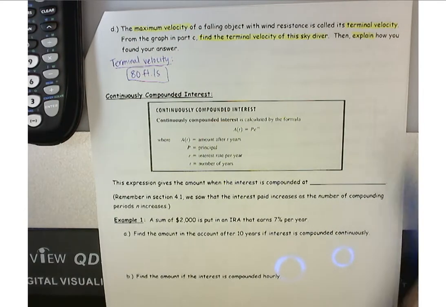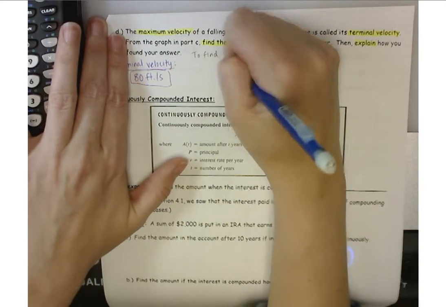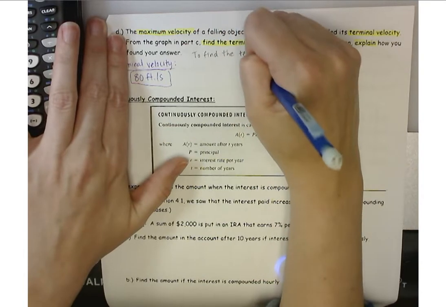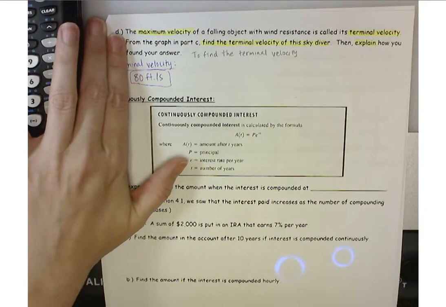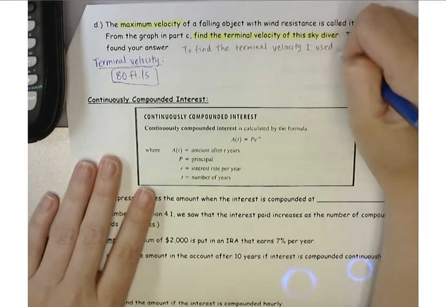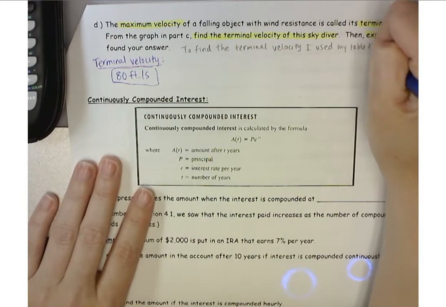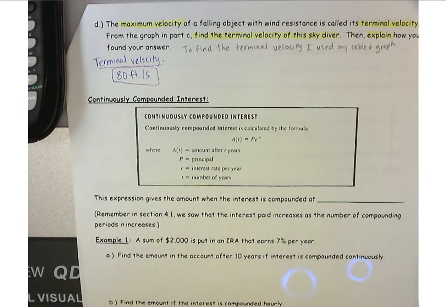All right, well, how did I find it? To find the terminal velocity, what did I use? I used my table, right? So to find the terminal velocity, I used, I'm going to say, my table and graph. And what value was I looking at? Your y values, right? I was looking to see what happened with my y value.